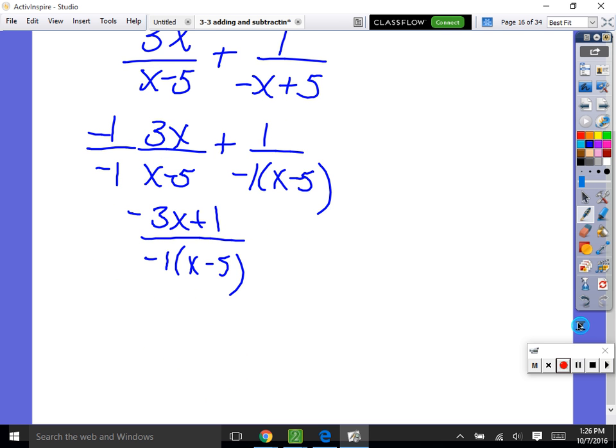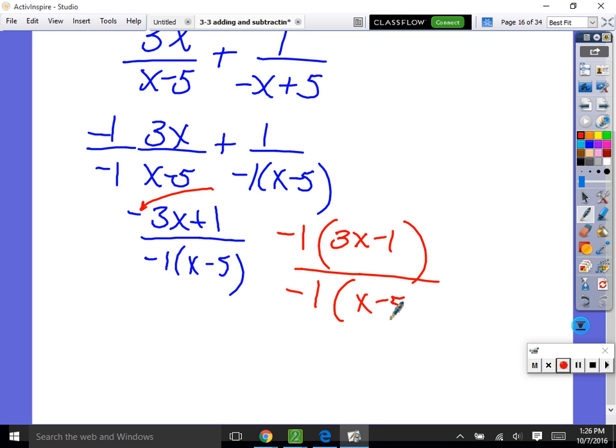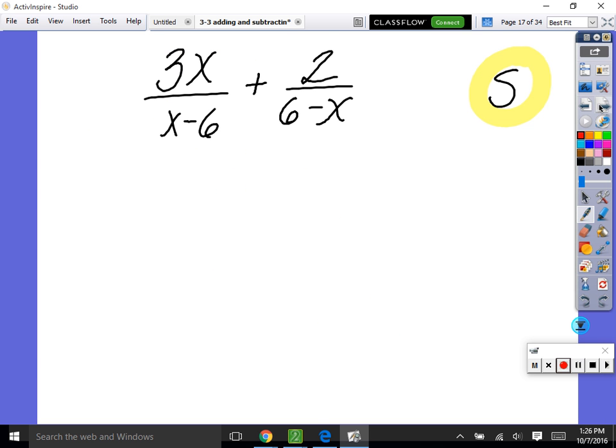Now here's why. If we ever have a negative in front, we've got to factor it out. So we really have negative 1, and then that's really 3x minus 1, correct? All over negative 1 times x minus 5. So our final answer, those can divide out, would be 3x minus 1 over x minus 5. Unless it didn't divide out, then it would be acceptable.